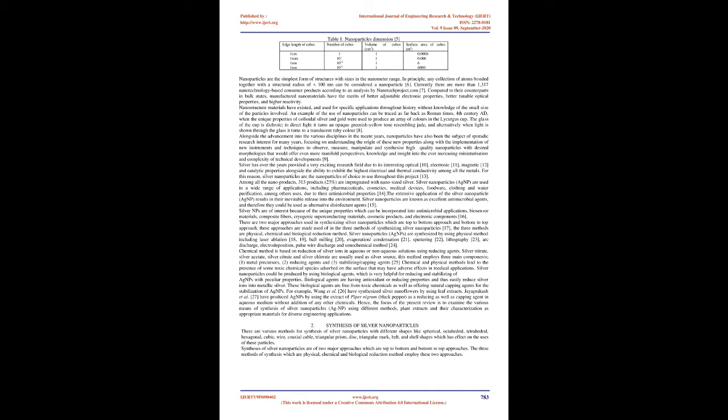Nanostructure materials have existed, and been used for specific applications throughout history without knowledge of the small size of the particles involved. An example of the use of nanoparticles can be traced as far back as Roman times, 4th century AD, when the unique properties of colloidal silver and gold were used to produce an array of colors in the Lycurgus cup. The glass of the cup is dichroic, in direct light it turns an opaque greenish-yellow tone resembling jade, and alternatively when light is shone through the glass it turns to a translucent ruby color.